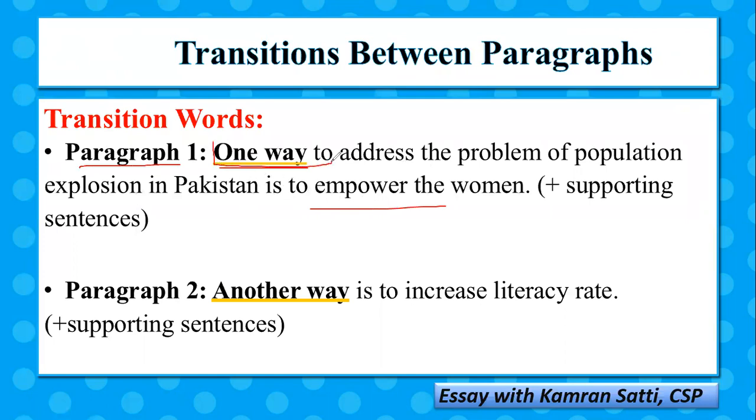Then let's suppose this is my second paragraph of that essay. I have written: another way is to increase the literacy rate. Now remember, how is it transitioning from the first paragraph to the second paragraph? This "one way" indicates to the examiner that this is the first factor which I am going to discuss. Now in the second paragraph, I have written the transition word "another way."